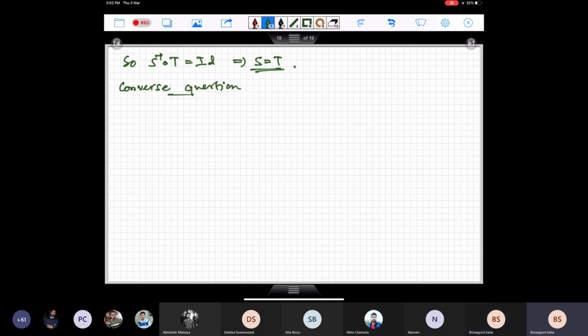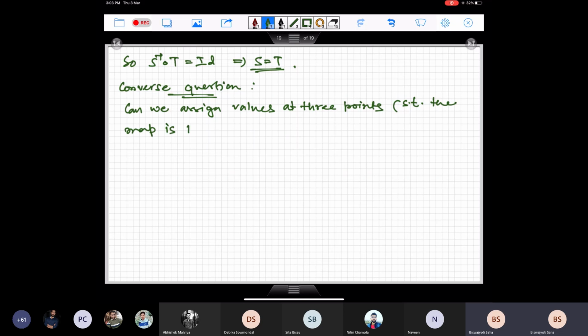So, can we assign values at 3 points such that the map is 1-1, at least 1-1 till that point, and determine a Mobius transformation taking those values at those given points.